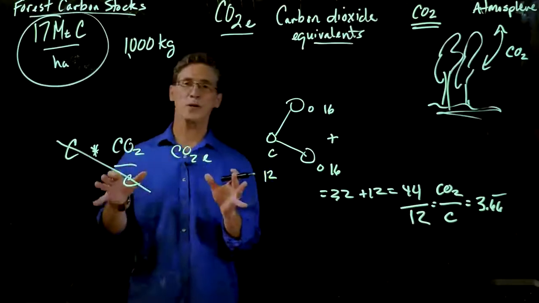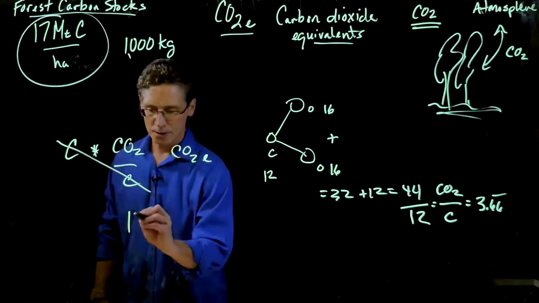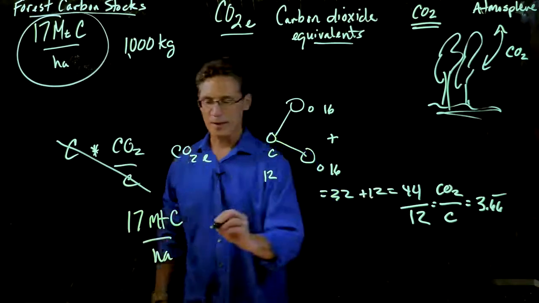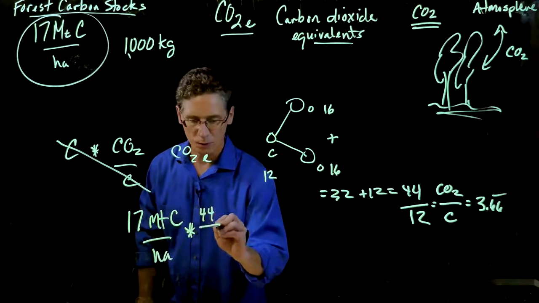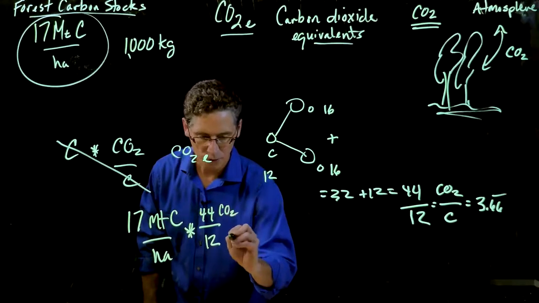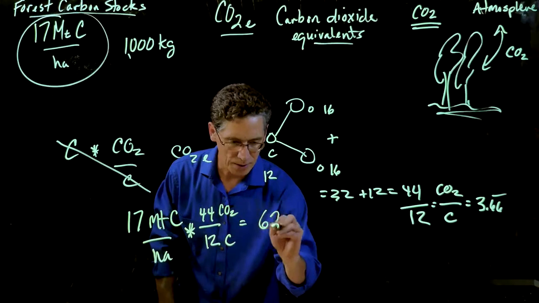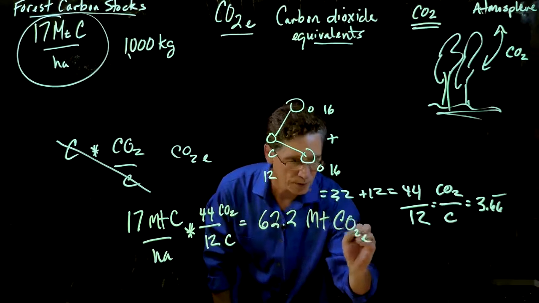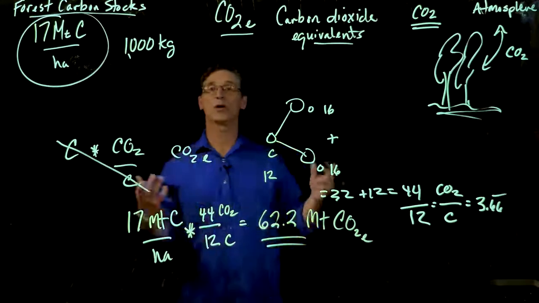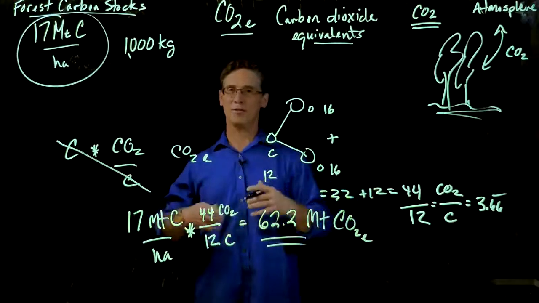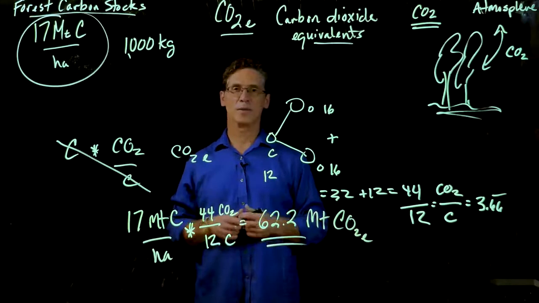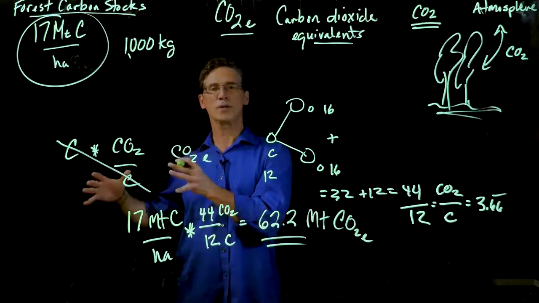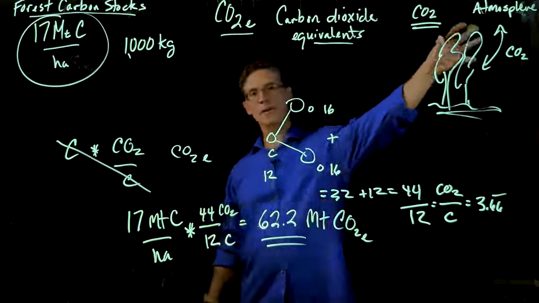Okay, so now that we know the formula, we can plug in the numbers we have right now. So if we have 17 metric tons of carbon per hectare, we're going to multiply that by our 44 over 12 CO2 over C, and that's going to give us about 62.2 metric tons CO2e. So there's a lot more carbon dioxide, if you will, trapped in the forest than there is carbon. And so this part of the carbon math is really important because it takes the numbers that we would use to describe the forest and turns them into numbers that are useful for another application.